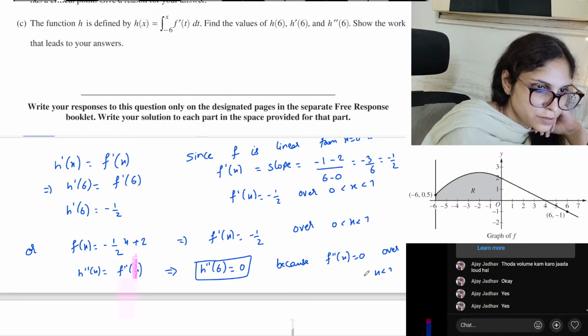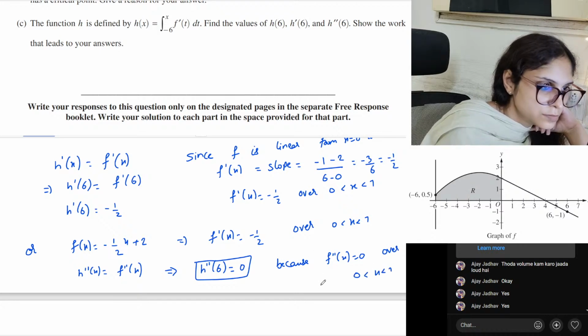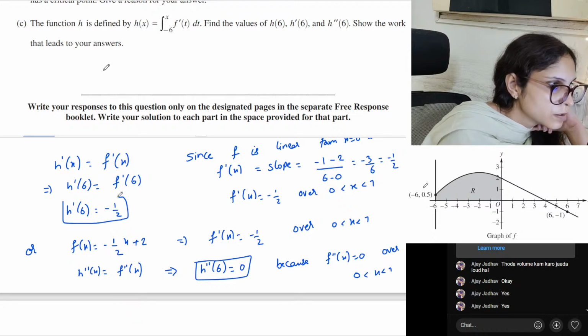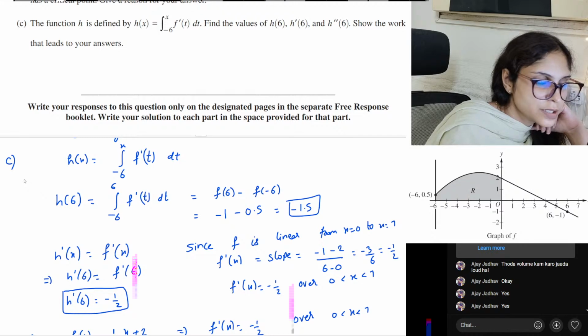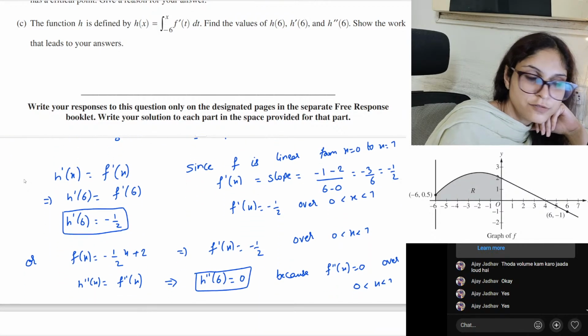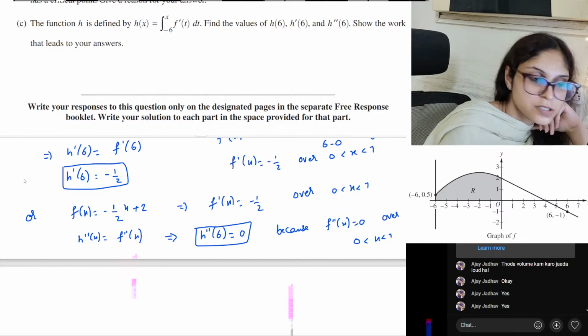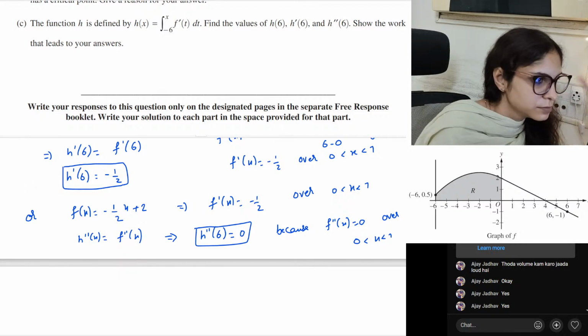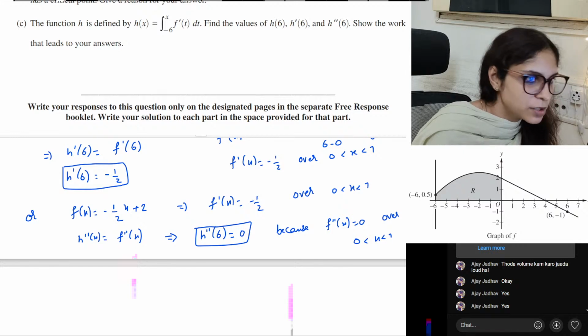Over 0 to 7. Got it? So h of 6 is negative 1.5. H derivative of 6 is negative 1/2. And h double derivative is 0. Alright, and with this, the second question is also over.